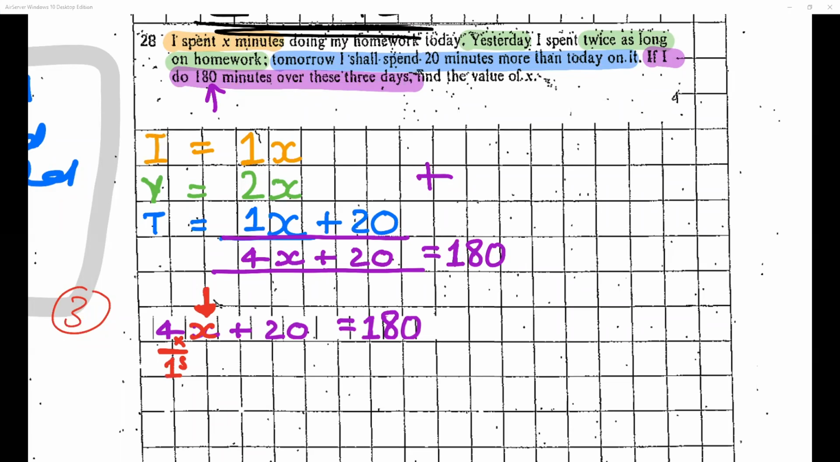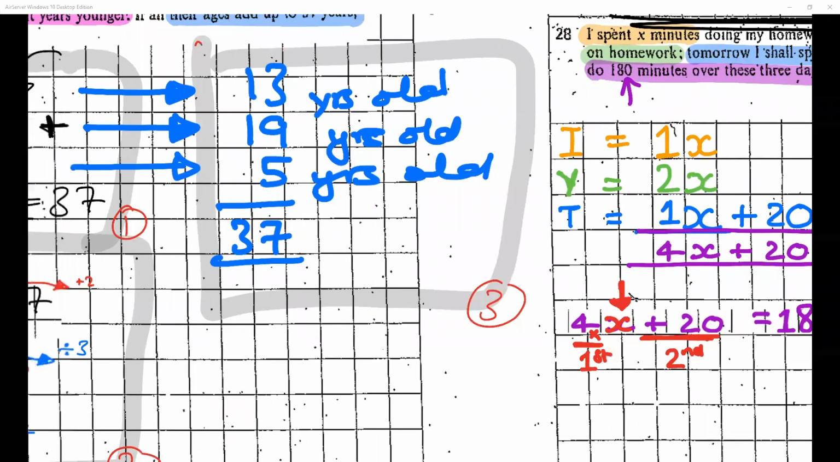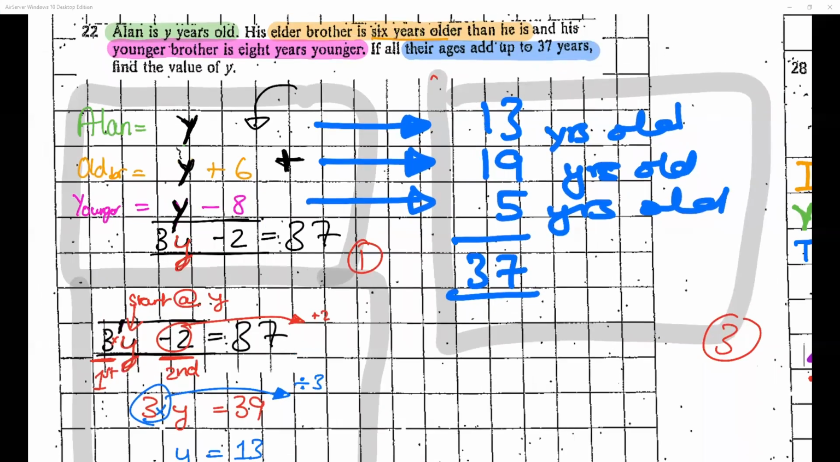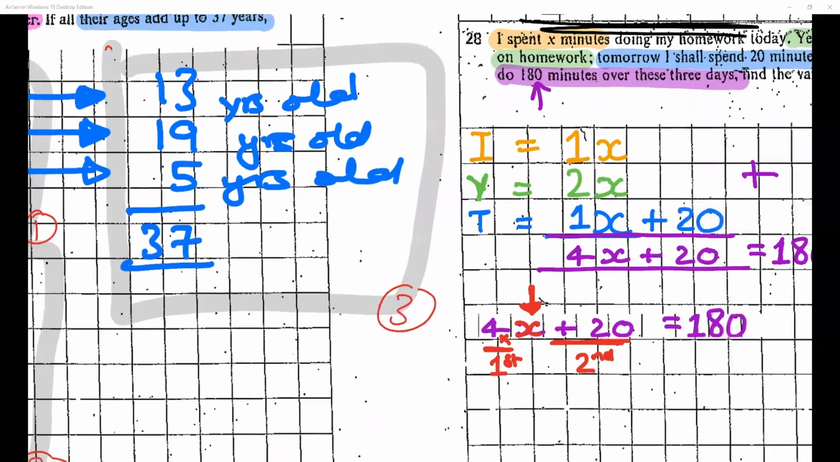Which is the first action? The times by 4. Which is the second action? Not the 20, the add 20. 20 is not an action. So adding 20 is the second thing that's been done to the x. So which one should we move first? The first one. Are you sure? No, look, the second one. You always move the second one first. Yeah, the second action always gets moved first.